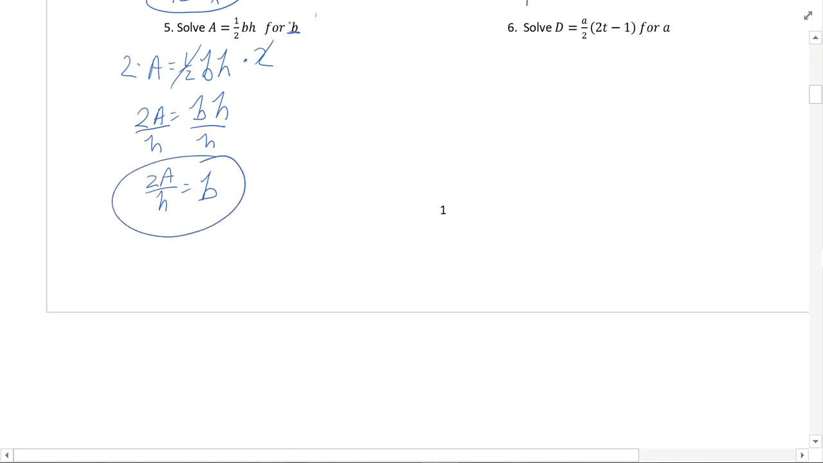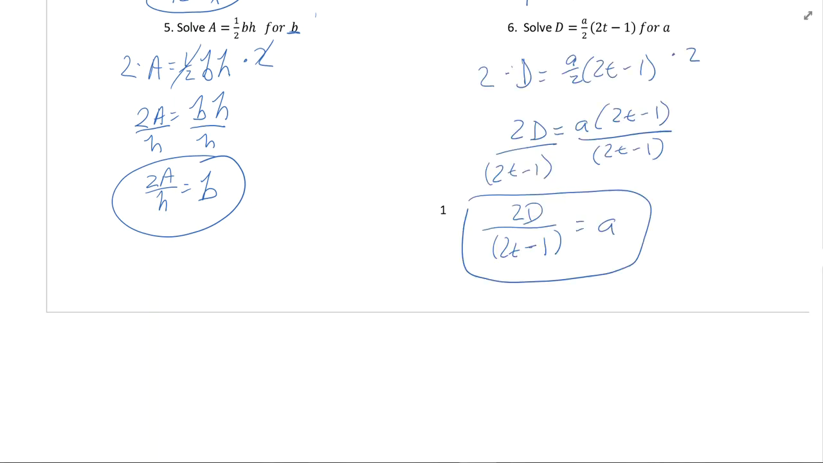Solve for b. Okay, so again, what I want you to do is pause the video and try number 6. And in this one, you're solving for a. So go ahead and pause the video. All right, let's go ahead and see how you did.